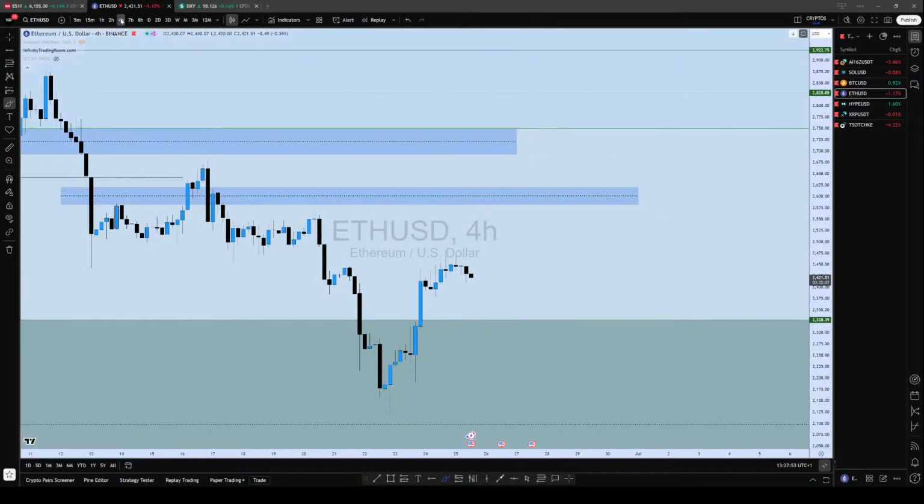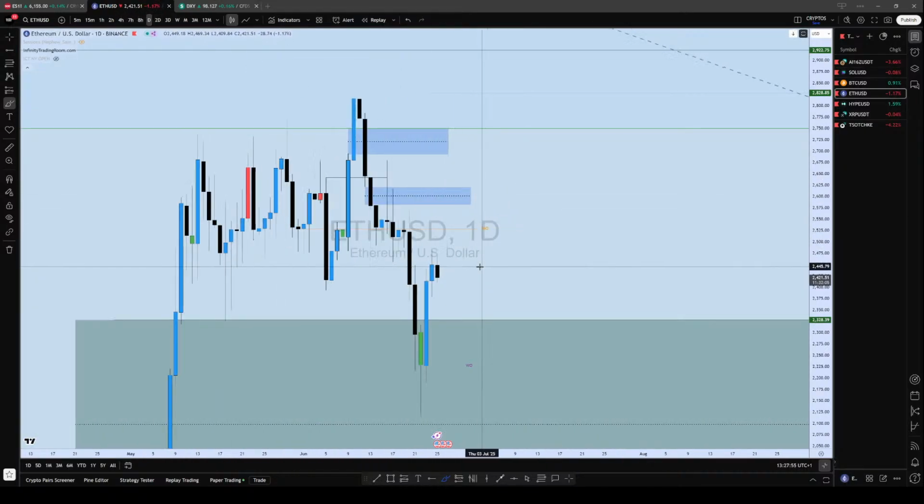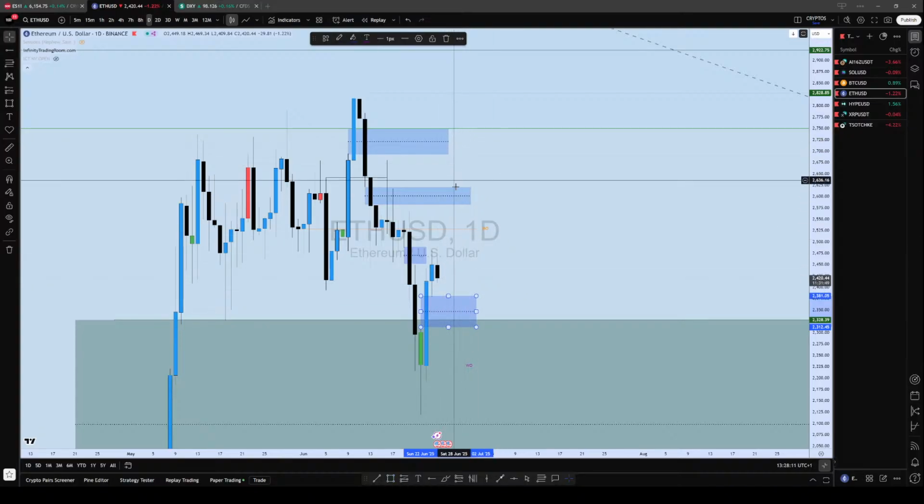Ethereum, let's see on the daily. Yeah, so that also created a gap, but it's facing one gap. It's facing this gap here, so they might trade back into this before going up.